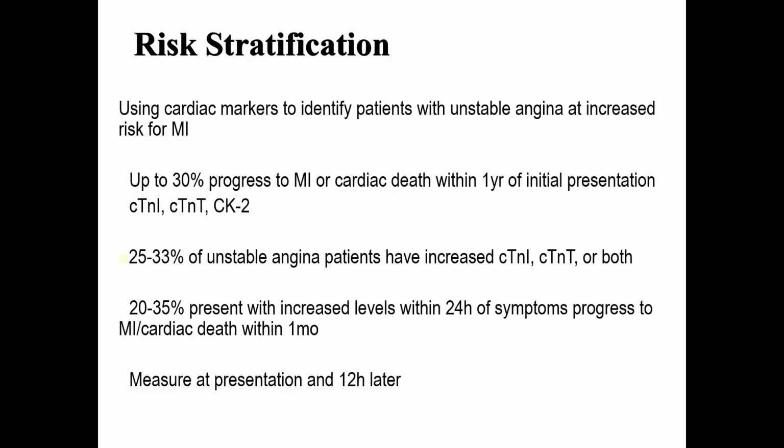Risk stratification: using cardiac markers to identify patients with unstable angina at increased risk for myocardial infarction. Up to 30% are going to progress to myocardial infarction or cardiac death within 1 year of initial presentation of troponin I, T, or CK2. 25 to 33% of unstable angina patients have increased troponin I, T, or both. 20 to 35% present with increased levels within 24 hours of symptoms and progress to myocardial infarction or cardiac death within 1 month. Measure at presentation and then 12 hours later.